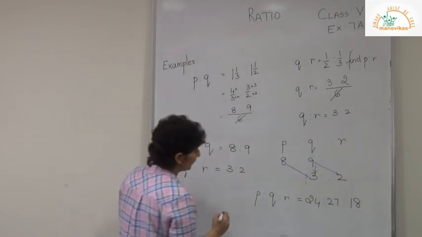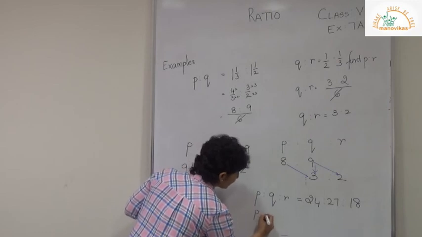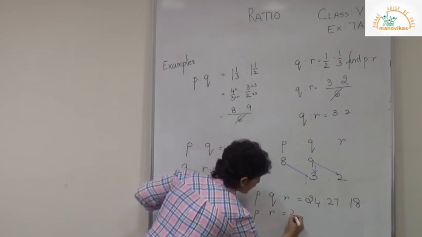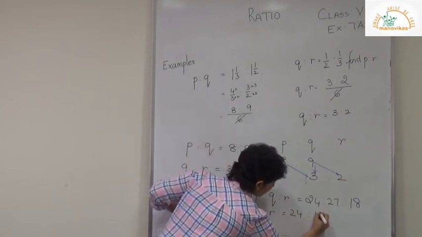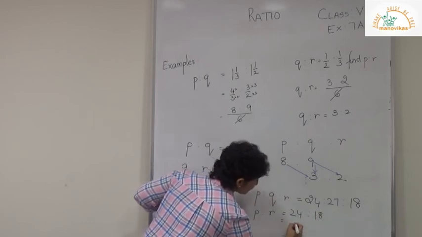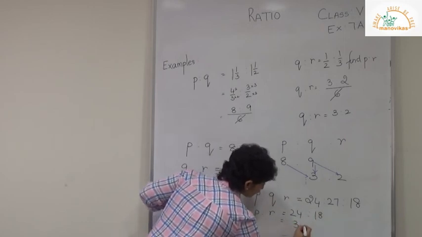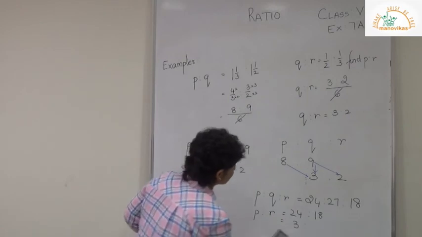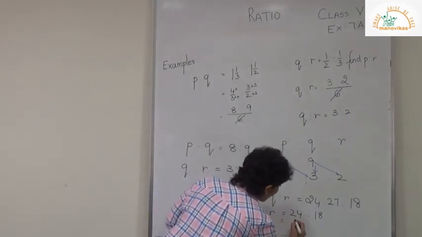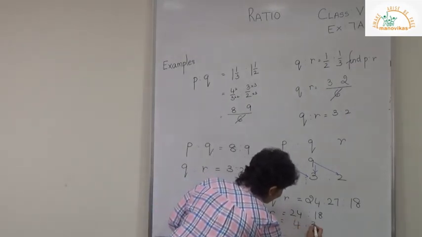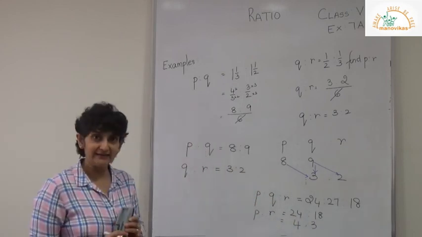I need only P is to R. 24 is to 18. Sorry, 6 4s are 24 and 6 3s are 18. So P is to R is 4 is to 3.